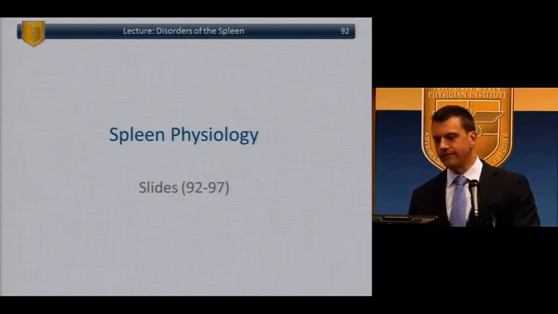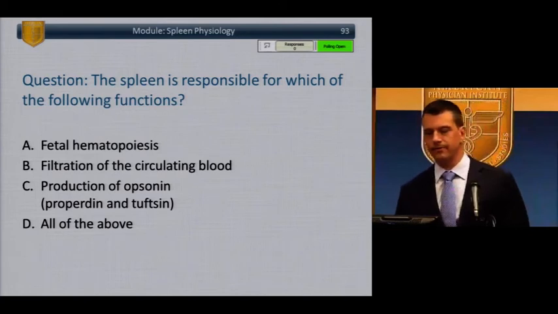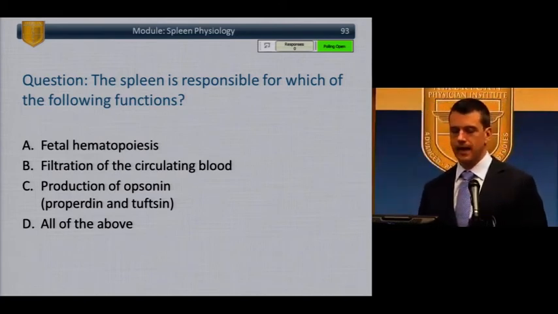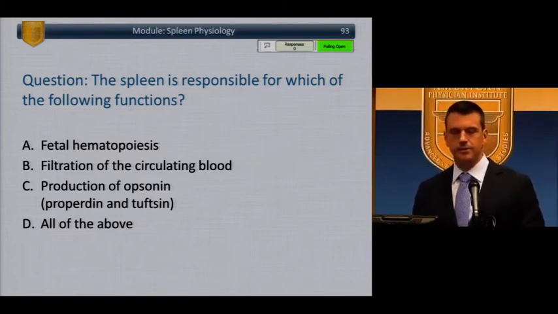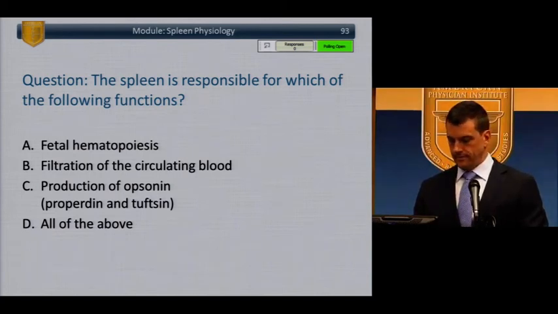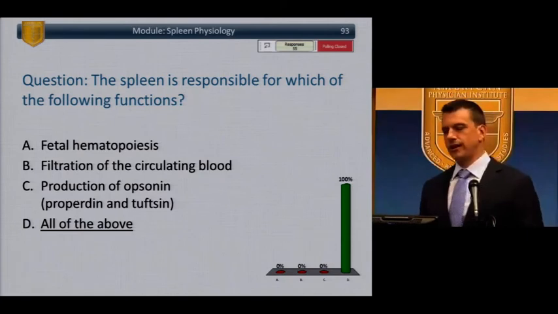So looking at normal physiology, what does the spleen do? The spleen is responsible for which of the following functions? A, fetal hematopoiesis. B, filtration of the circulating blood. C, production of opsonin, properdin, and tuftsin. Or D, all of the above. That's correct, all of the above.